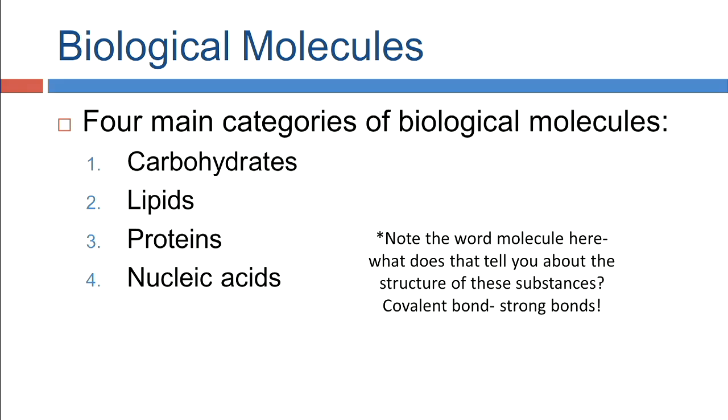Okay, so here are our 4 main categories of biological molecules. This you absolutely have to know. If you walk into the test and you don't know what the 4 classes are, you're in big trouble if you can't list them off the top of your head. So: carbs, lipids, proteins, nucleic acids. They're molecules. So what does that tell you about the bonds between all of the atoms in these structures we're going to look at? Covalent. They're strong covalent bonds.